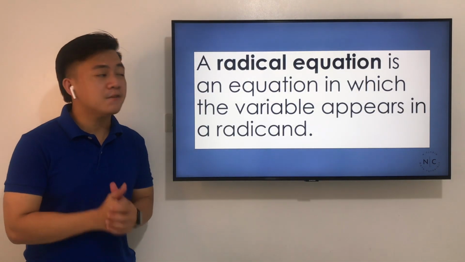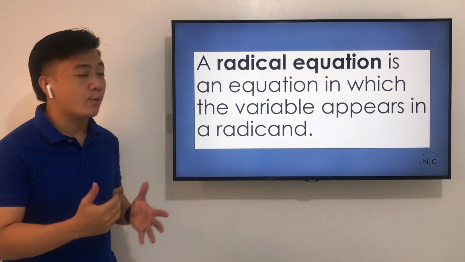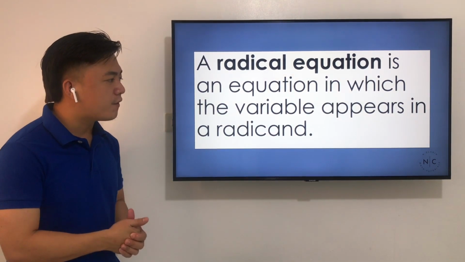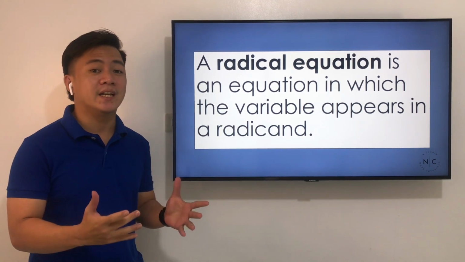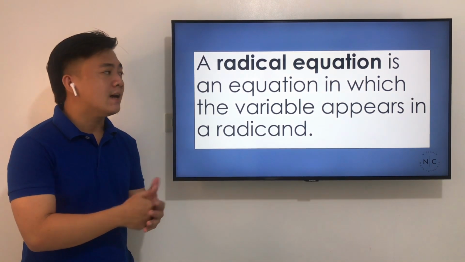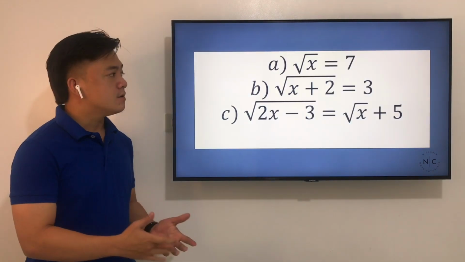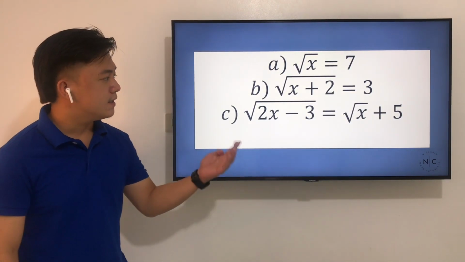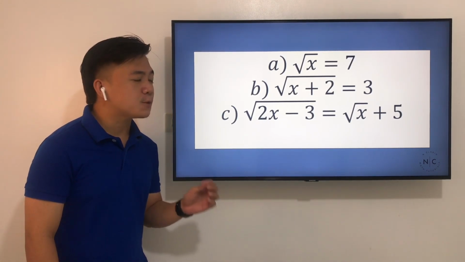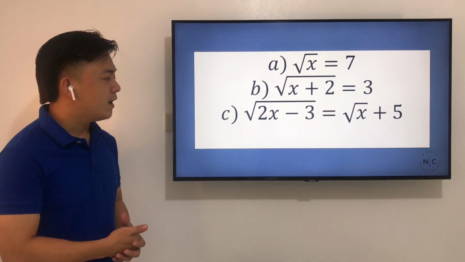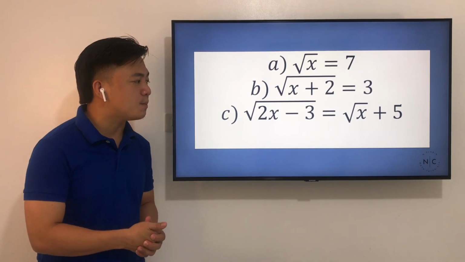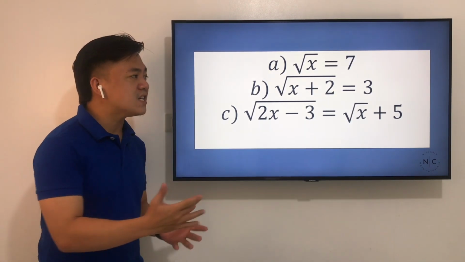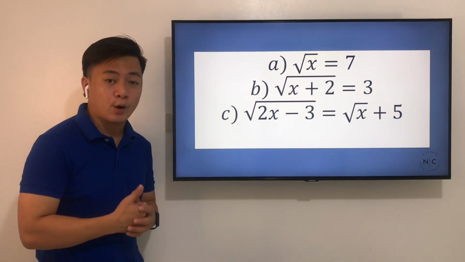So first, let's define what a radical equation is. A radical equation is an equation in which the variable appears in a radicand. So ito yung mga example natin about radical equation. Letter A, square root of x is equal to 7. Letter B, square root of x plus 2 is equal to 3. Letter C is square root of 2x minus 3 is equal to the square root of x plus 5. So these are examples of radical equations.